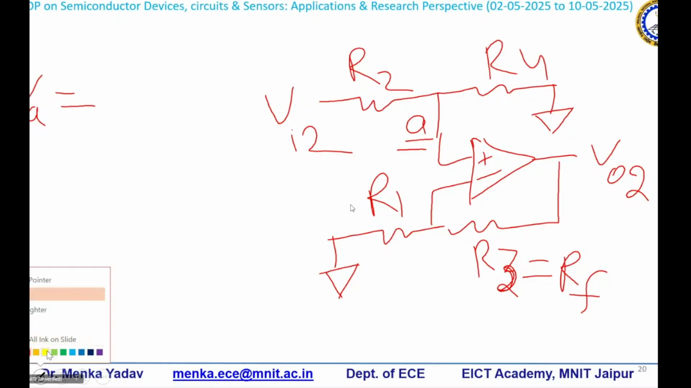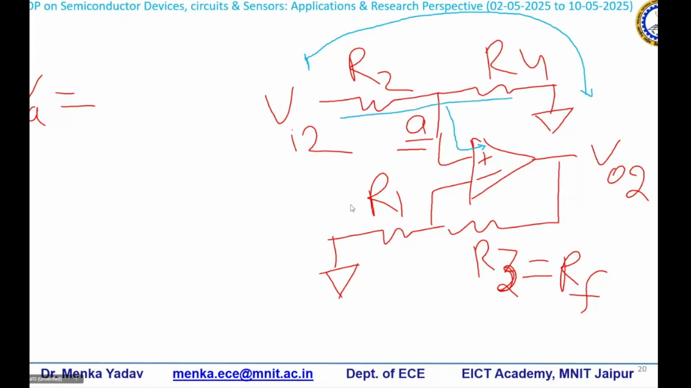Here I am just highlighting by another color. See, this is the supply. This supply is going from here to here. And this supply doesn't contribute to the current which is entering into this node. Right? It is not contributing to that current. It means this is the only path for this voltage to supply the current. So it means I will be using this.